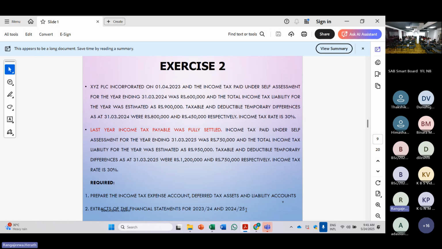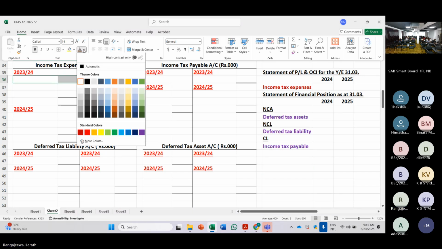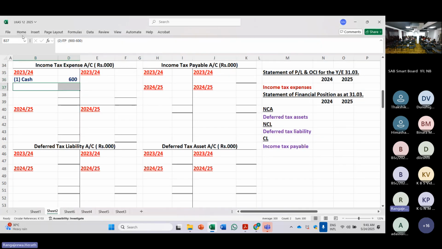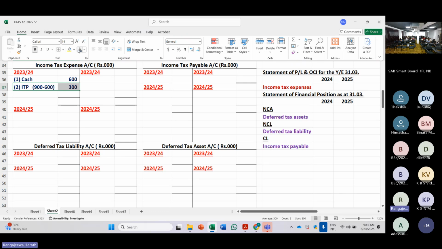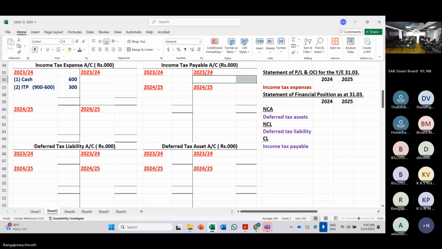2023-24, tax paid under self-assessment 600, total income tax liability 900. So tax paid, cash credit, tax expense debit 600, total income tax liability 900. So 900 minus 600, 300 payable.